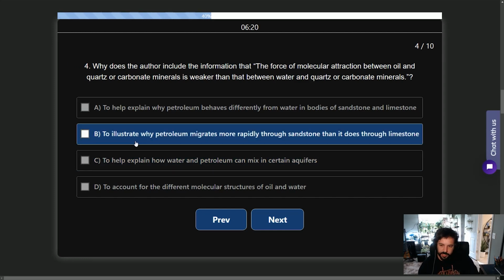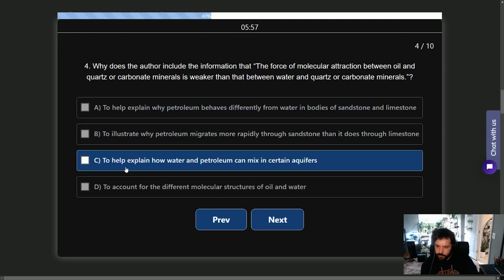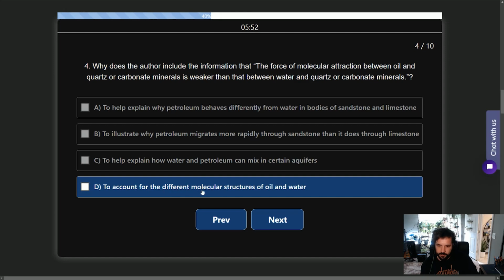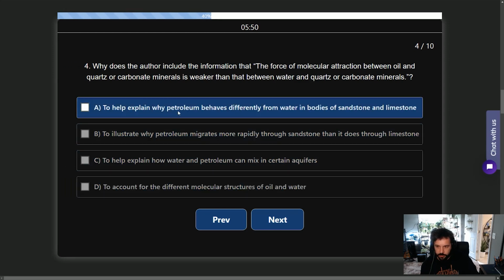The first part is good in here. To tell us why petroleum migrates more rapidly. And that is correct. The writer was trying to tell us why that happens, but not from location 2 to location 3. It was why petroleum migrates faster than water. And that was because of the attraction strength of the rocks. To help explain how water and petroleum can mix, no. To account for the different molecular structure of oil and water, no.